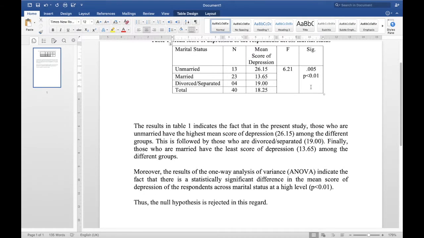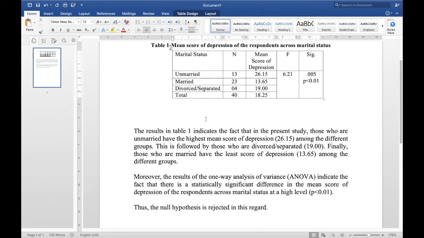Now, in this case, you have this explanation that I've given. The results in table 1 indicate that in the present study, those who are unmarried have the highest mean score of depression, 26.15 among the different groups. This is followed by those who are divorced or separated, 19.00. Finally, those who are married have the least score of depression, which is 13.65. So when you compare these three groups, they have the lowest. That's what I'm trying to say here.